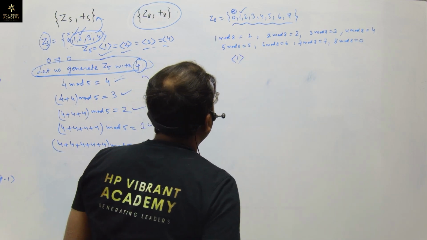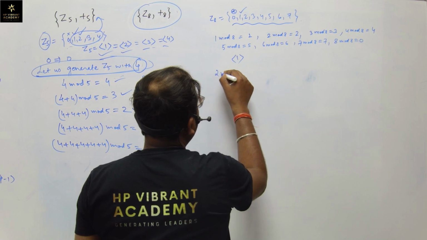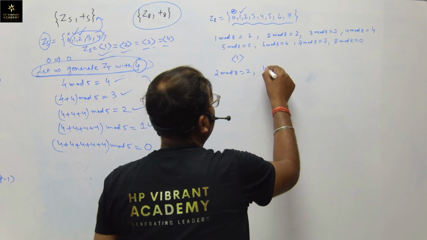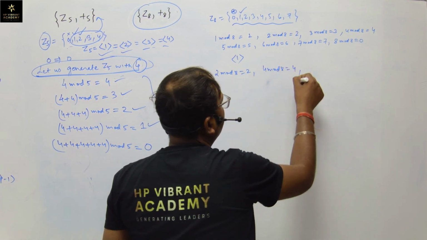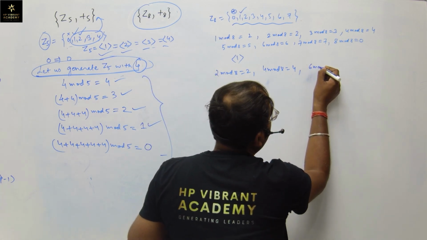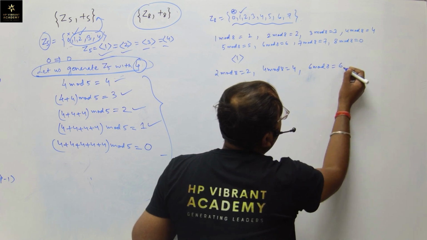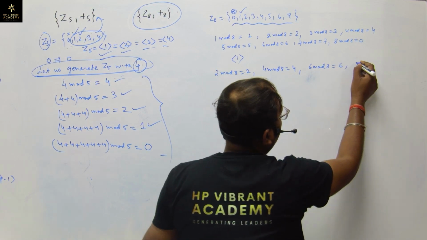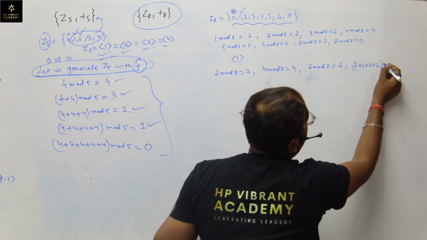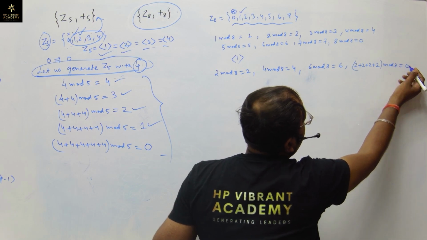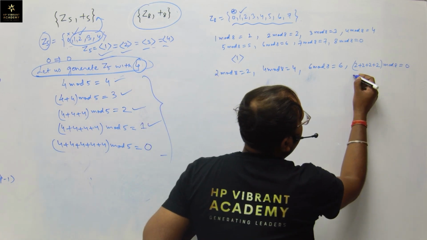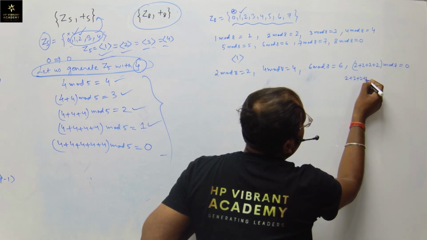Now let us generate this with 2. So we have 2 mod 8 is equal to 2. Now we have 2 plus 2, that is 4 mod 8. This is equal to 4. Now we have 3 times 2 plus 2 plus 2, that is 6 mod 8. This is equal to 6. Now we have 2 plus 2 plus 2 plus 2, this is 8. 8 mod 8 is 0. Now let us apply this further. So we have 2 plus 2 plus 2 plus 2 plus 2 mod 8.